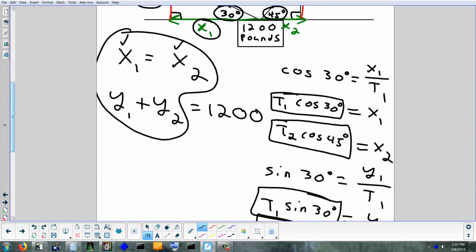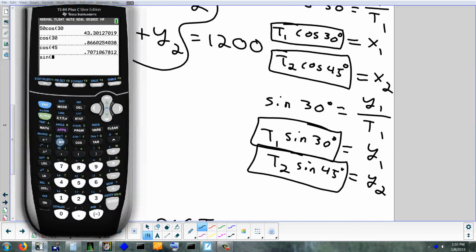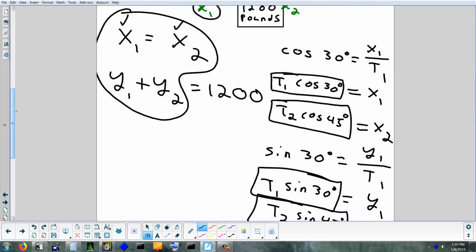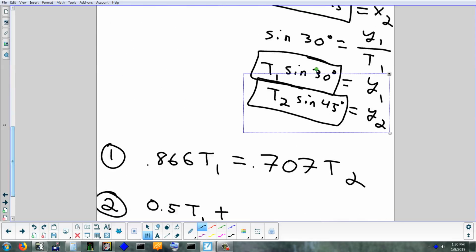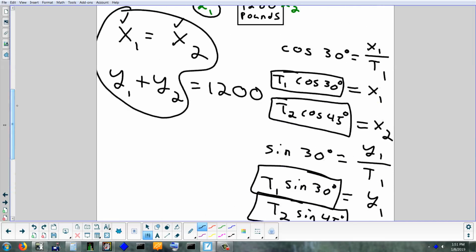Second equation. y1 is t1 sine 30. Let's look at the sine of 30. 0.5. So it's 0.5 t1 plus y2. y2 is t2 sine 45. I already know the sine of 45. It's 0.707, the same number we just got up there. So that's y2. And let's go back up. What's that equal to? 1200.